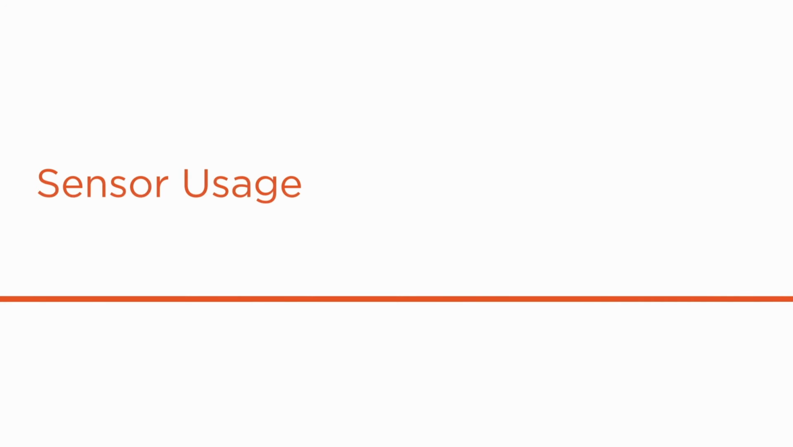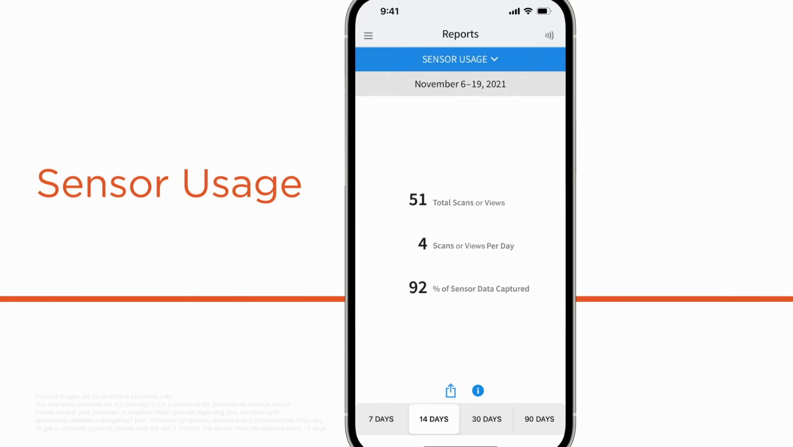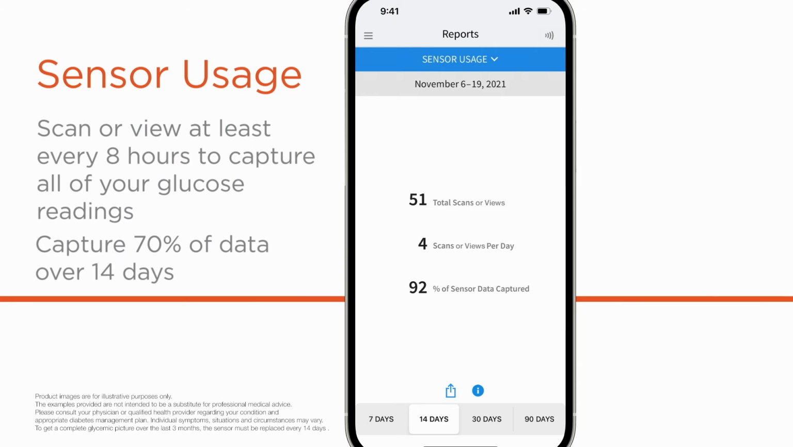The sensor usage report shows you how much of your glucose data was captured. You'll see the total number of scans or views, an average of how many times you scanned or viewed your sensor each day, and the percentage of possible sensor data captured from your scans or views.